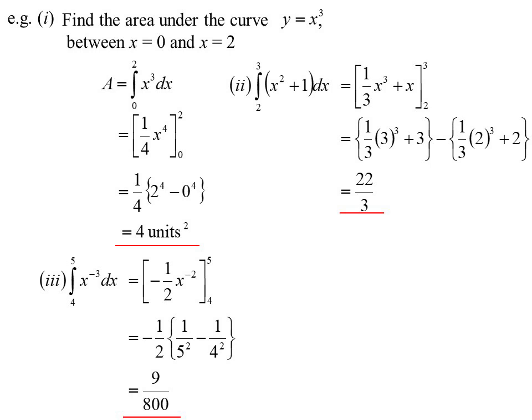Substitute in 5, substitute in 4, and you'll notice I've just automatically converted it out of index form. I just find that easier to substitute into. I can get a feel for 1 over 5 squared. 5 to the power of negative 2, I don't really have a feel for what that is as far as the sizes and what have you. When it's out of index form, I just have a better feel for the number. So it's 1 over 5 squared minus 1 over 4 squared, and all that becomes 9 over 800.